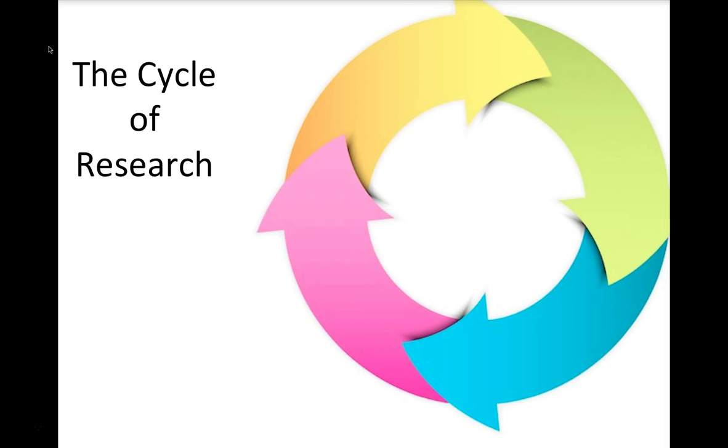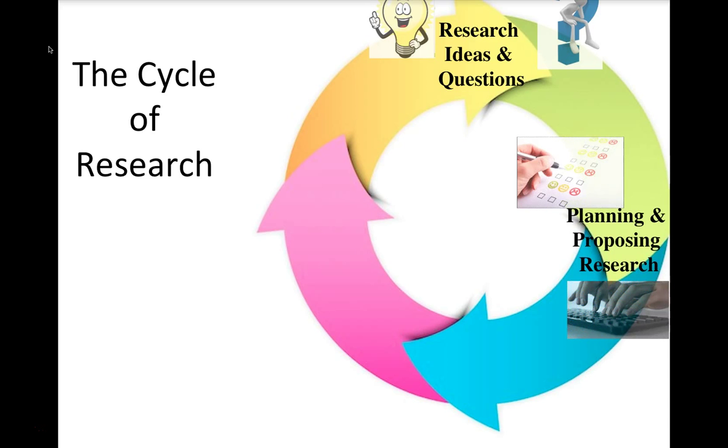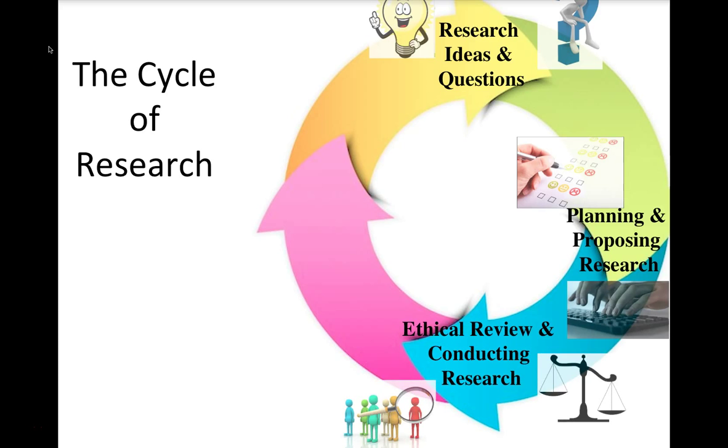So the cycle of research involves first having some sort of an idea. So you have research questions, you have an idea, you develop topics, which we'll talk a bit more about today and your book talks more about. You also have to plan and propose the research. So that may be putting together protocols, developing the idea, getting funding. All research has to go through some sort of ethical review, whether that's at a university or community-based organization.